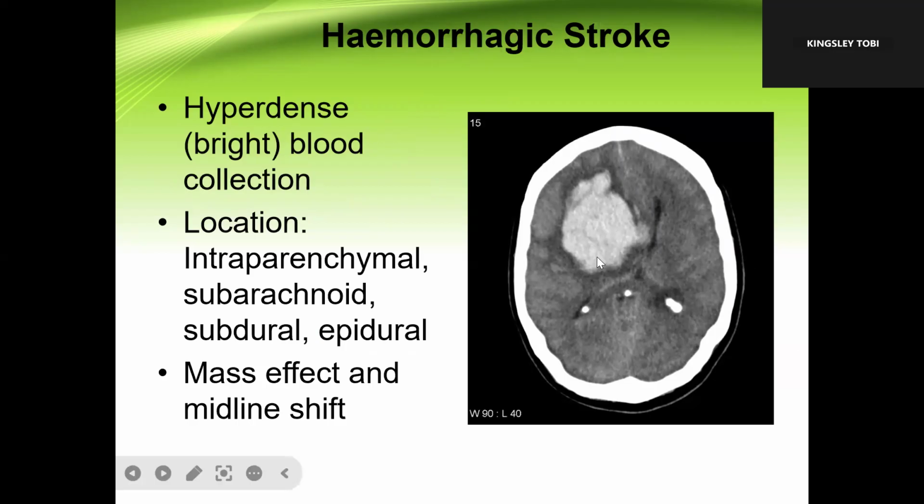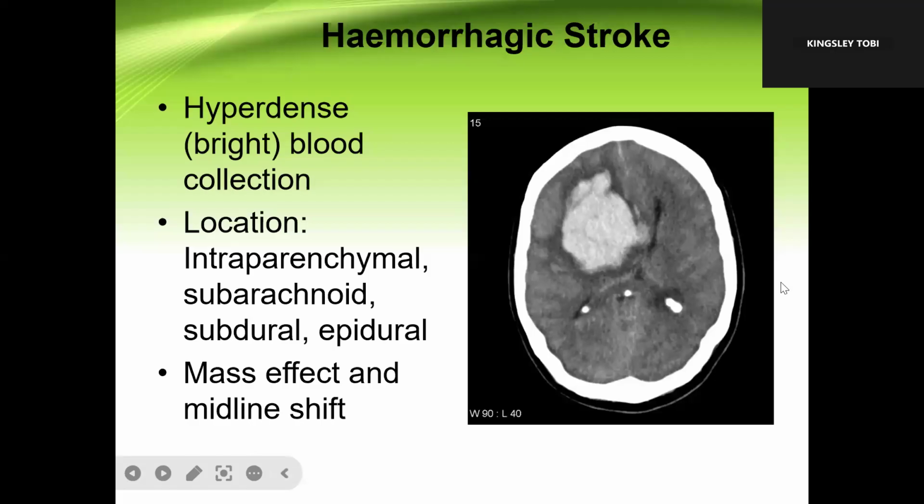And it's located in the brain parenchyma, all right? And you can see that there's a midline shift. There's a mass effect. Look at your falx cerebri here that is shifted from the midline, and look at your lateral ventricles being compressed, okay? So there's indeed a hemorrhage going on here with some midline shift, okay?